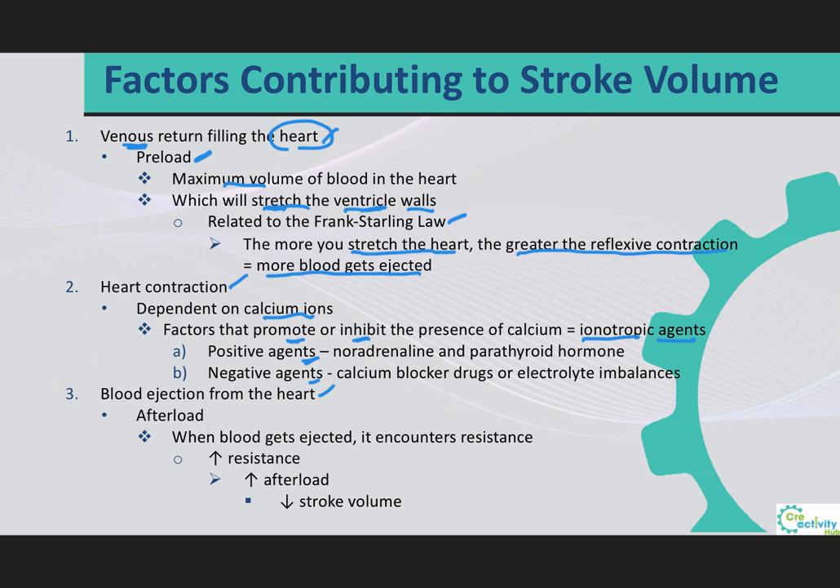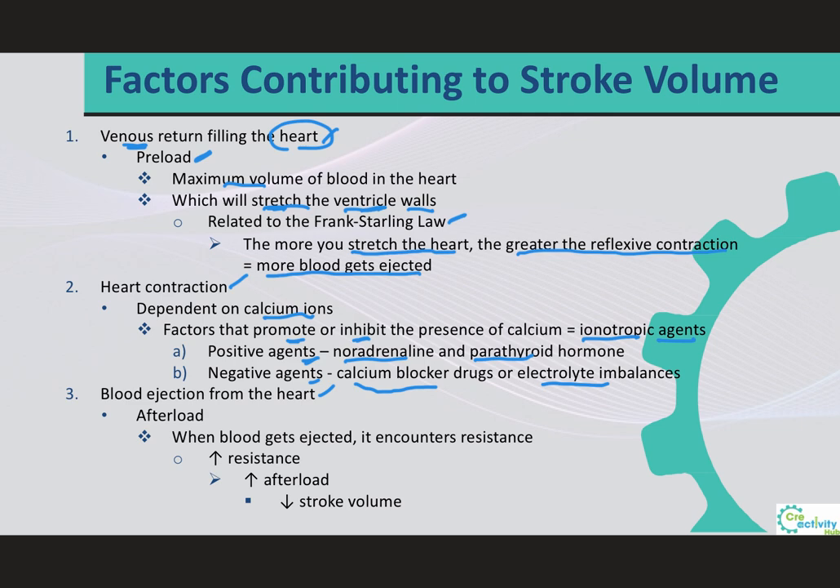So for example, noradrenaline or the parathyroid hormone will be able to increase the levels of calcium. And the negative agents will decrease the availability of calcium. These can be, for example, any drug that is a calcium blocker, or even if you're having some sort of electrolyte imbalances. So these will influence the contraction rate due to the availability of the calcium ions.